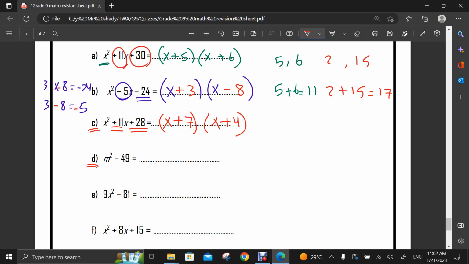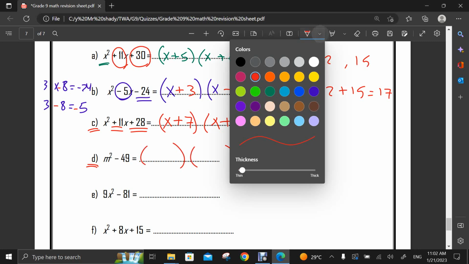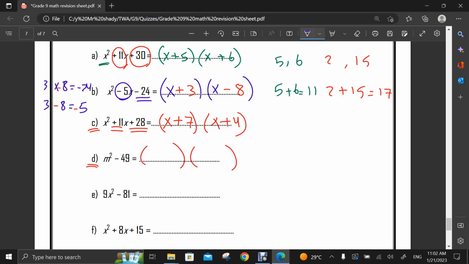Letter D is a special case. m power 2 minus 49. How to factorize it? It's so easy. You are going to make two brackets like that, and in the middle of one of them is positive and in the other is negative. And then you are going to search for the square root of m power 2 and the square root of 49. The square root of m power 2 is m, so I'll write m here and m here. The square root of 49 is 7, so I'll write 7 here and 7 here. I have finished. So easy.